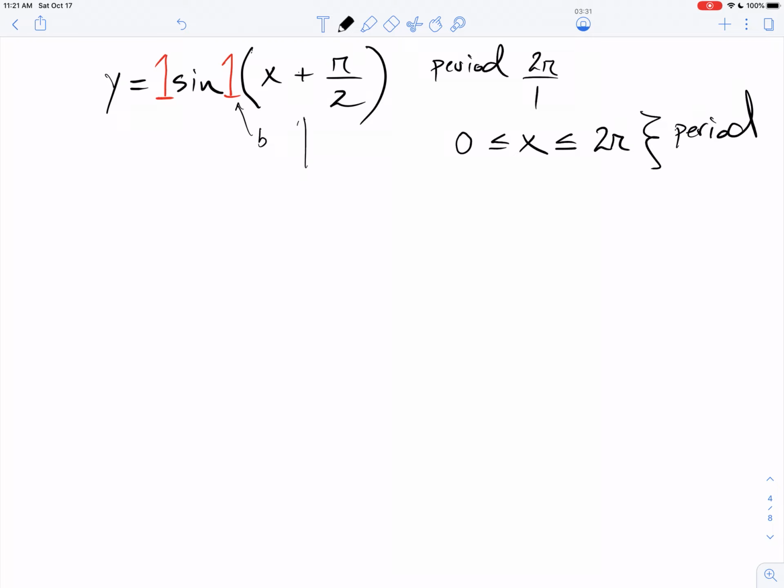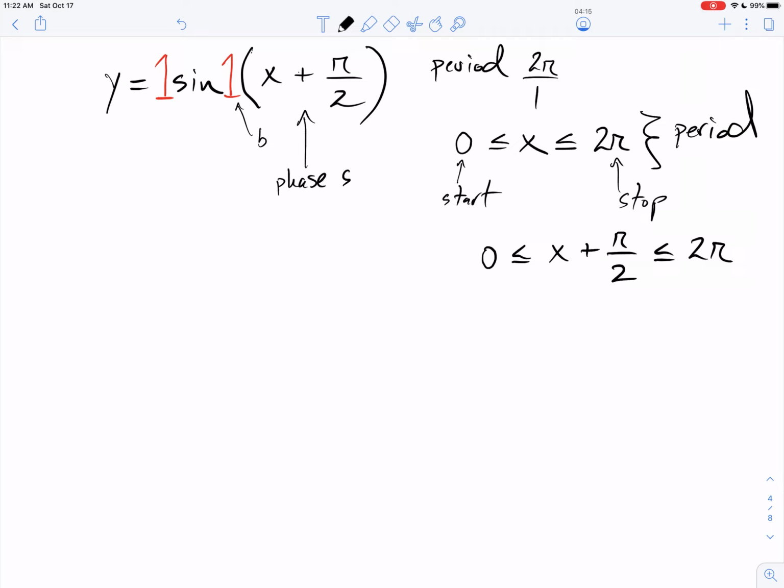Well, here's where this part's going to come into play. When we see that we have a phase shift incorporated into the problem, we're going to handle it this way. This is where my graph would normally start. This is where my graph would normally stop if I was just going to graph one period of this function. Here's how we apply the shift. This is called applying the shift. I know my graph normally starts at 0, but this time instead of all the information just being x, we put the phase shift in the center of our inequality.